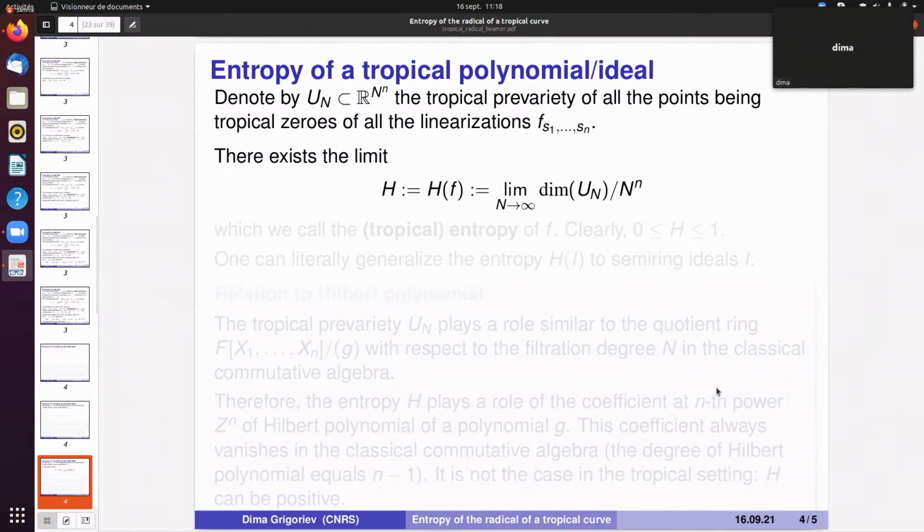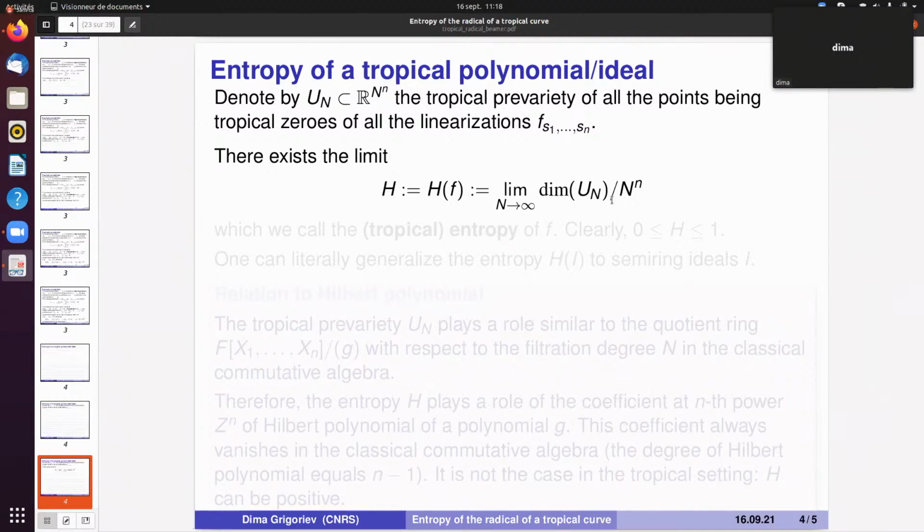Then we claim that there exists... the dimensions of this, they just play the role of the values of Hilbert function. So the dimensions of this quotient components of the quotient space. But unfortunately, as we don't have the quotient space, we replace them by the tropical prevariety.